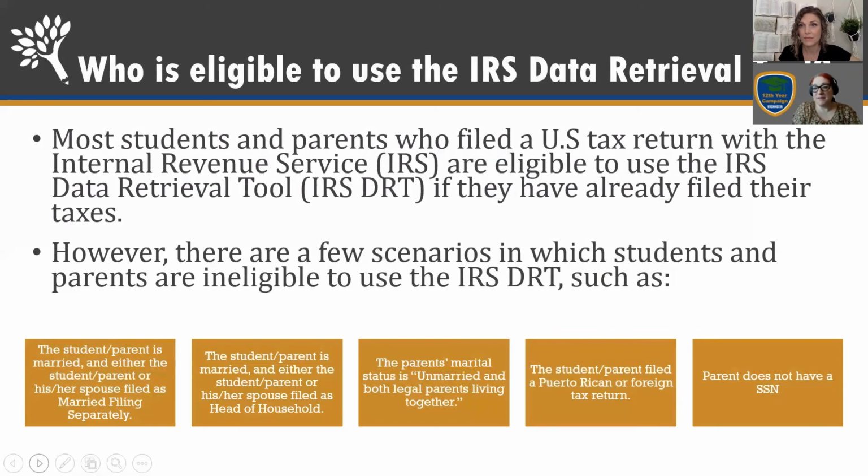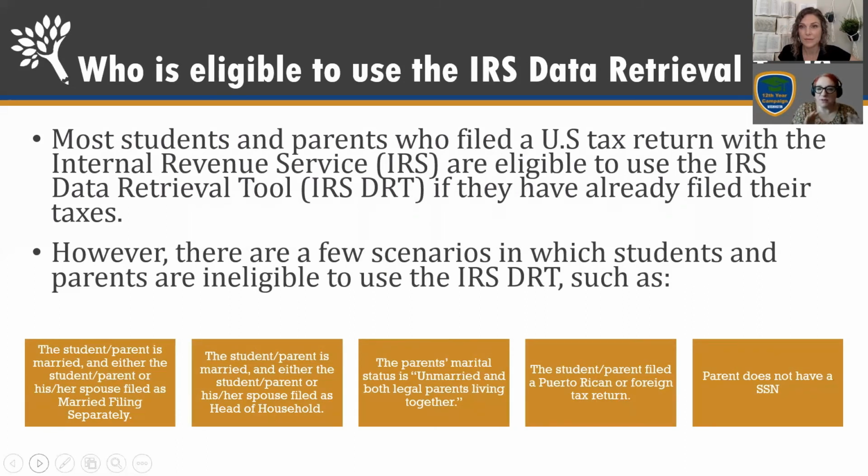The parent has to have a Social Security number. You can't file a Puerto Rican or a foreign tax return. If you've filed a foreign tax return, you're going to have to do the manual entry. If your family's marital status is different, so let's say they're listed as unmarried but living together, because it's two different tax documents, they're going to require a paper application and manually enter that information.